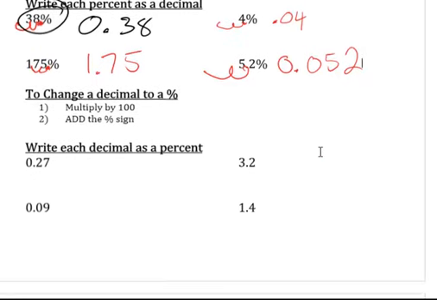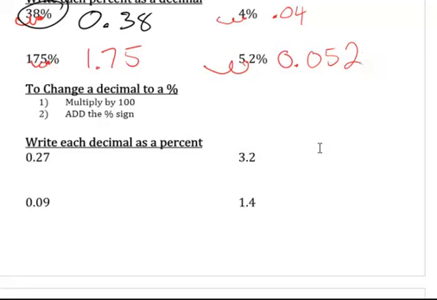Okay? Now, how do we go backwards? Well, instead of dividing by 100, we're going to multiply by 100. So I'm going to take my calculator, just like I did before. I'm going to take 0.27 times 100. That gives me 27, and I'm going to add my percent sign.